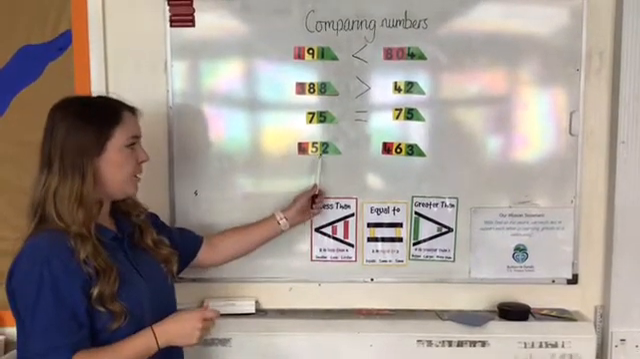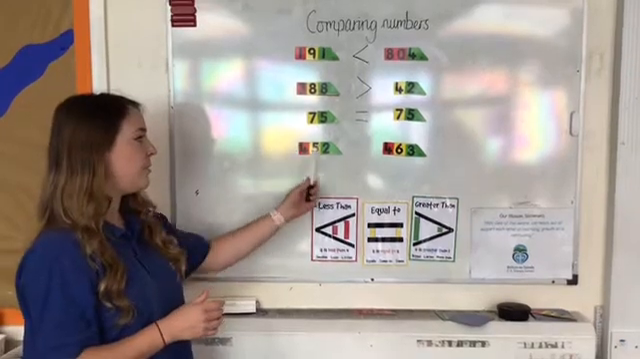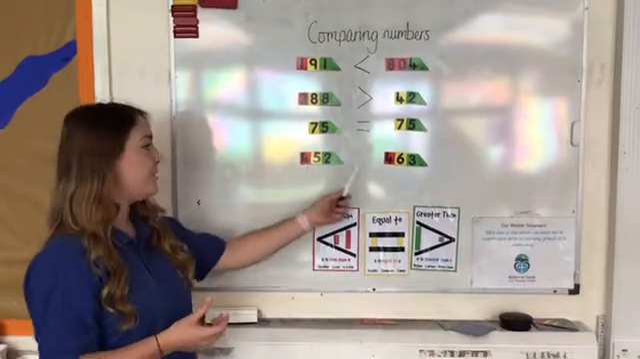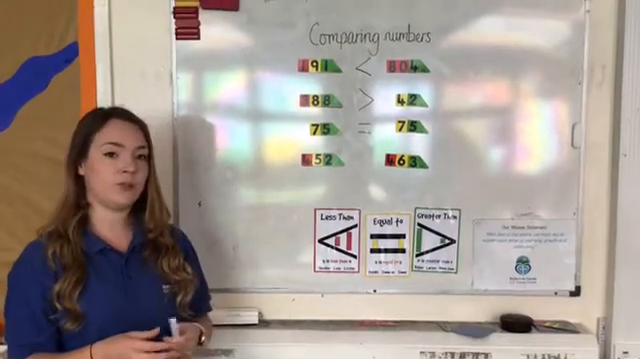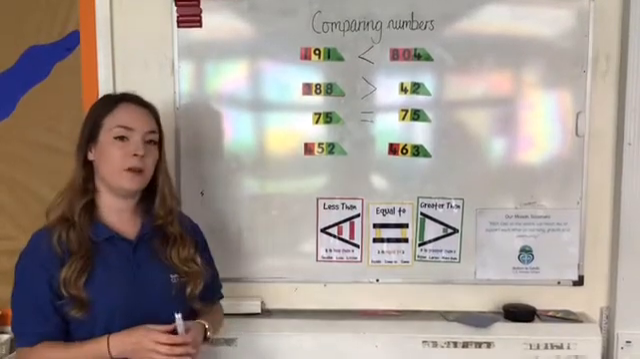Now for the last one, it gets a little bit trickier because as we look at the hundreds first, you can see that they have the same value. When two numbers have the same value in the hundreds column, such as 400 and 400, you will go to the tens column, which is the one in the middle.